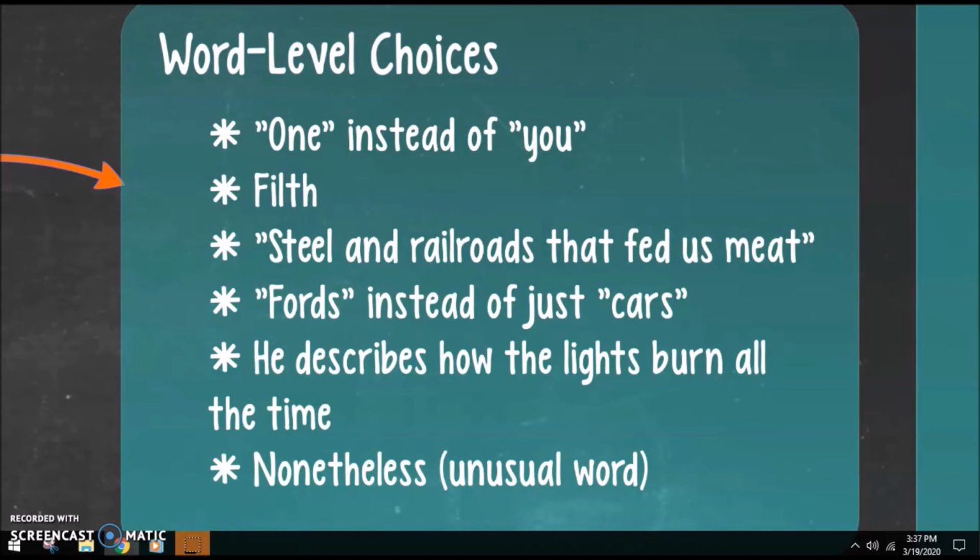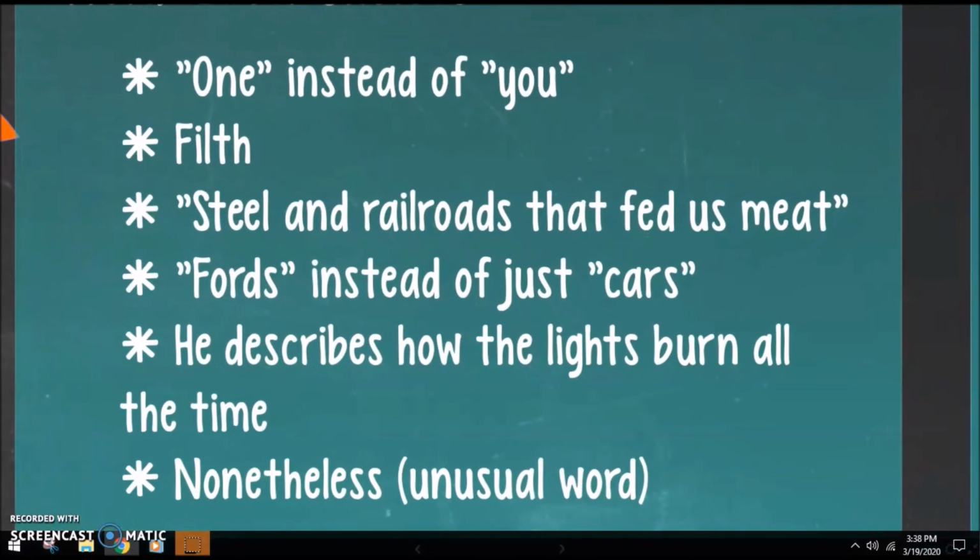They also use things like Fords instead of just cars, so it kind of brings to mind the idea of a specific type of car. He describes how the lights burn all the time, right? And then he uses words sometimes like nonetheless, which can be kind of an unusual word instead of saying instead or something, right? So this is the whole idea of word level choices, okay?